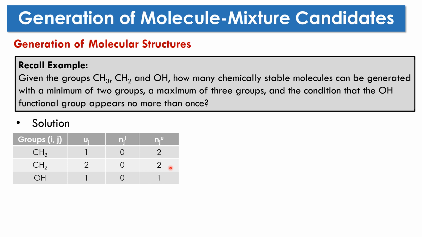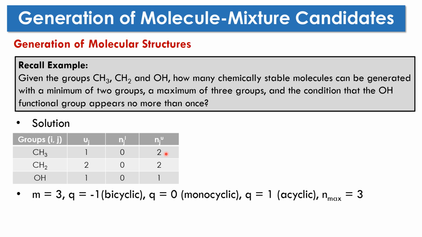Okay, and for OH, this one, it is visible from the equation. The maximum number of OH groups that we want to have is only 1, and we are okay if you have more than 1 CH2, and the maximum is 2. Okay, so basically this is what we have set. Okay, and then we know that M is equal to 3 because there are 3 groups, and Q is equal to 1. Why Q equal to 1?